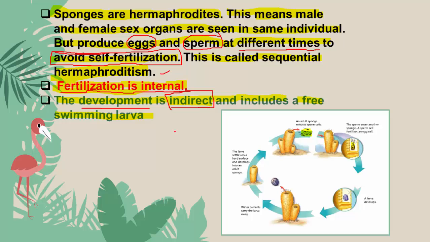During the development of any organism, if a larva is produced in the middle of the developmental process, such development is called indirect development. Hope you are getting my point.